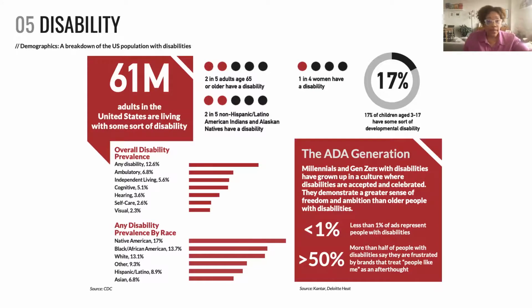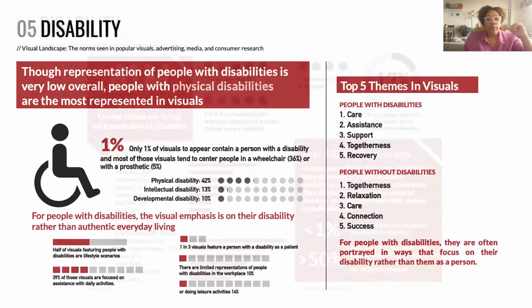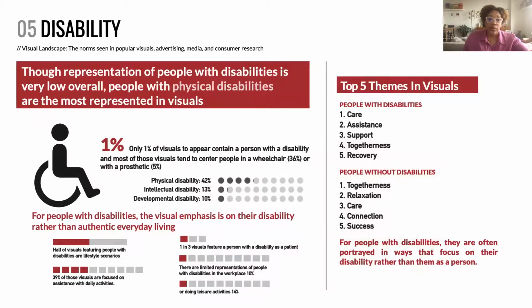But what's heartening is that we're having more and more conversations, not just about representation by the numbers, but also accessibility, especially because you have a generation who grew up post-ADA and have these higher standards for accessibility and inclusion. When we looked at the visual landscape, one of the things we found is that, as with the queer community, representation of people with disabilities was very, very low overall.